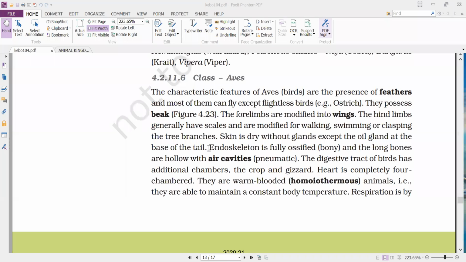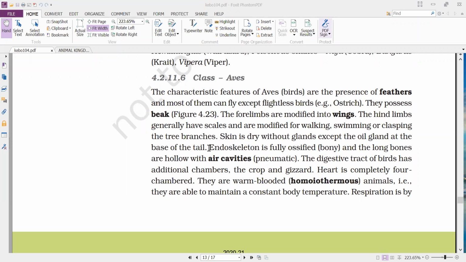Usually the arteries carry oxygenated blood except the pulmonary artery, and all the veins carry deoxygenated blood except the pulmonary vein. So there is no place where oxygenated blood and deoxygenated blood get mixed up. Always the oxygenated and deoxygenated blood flow in separate vessels.